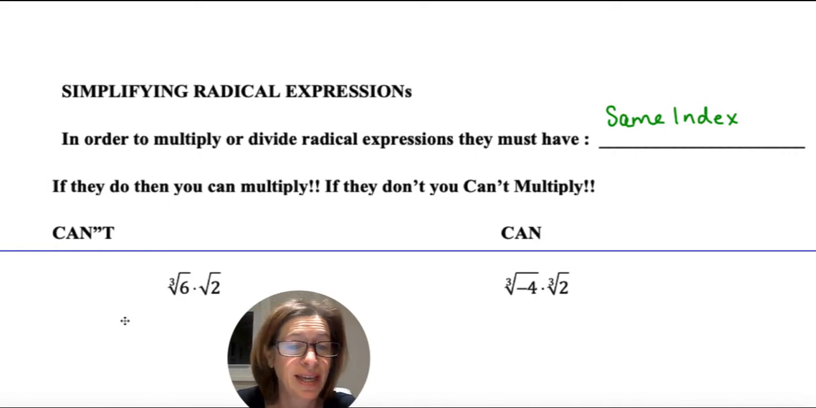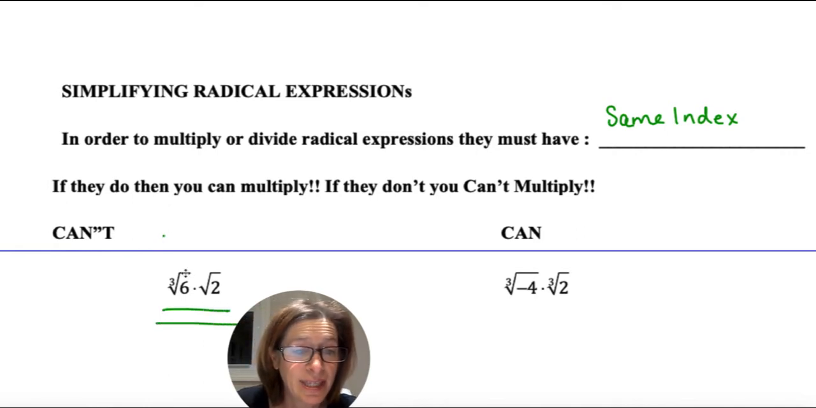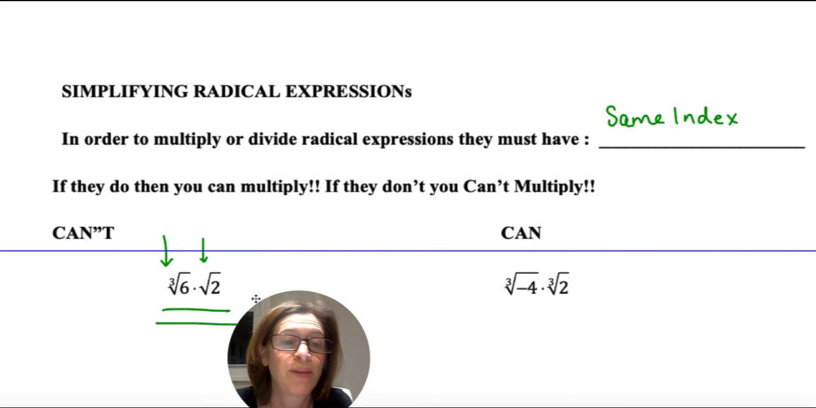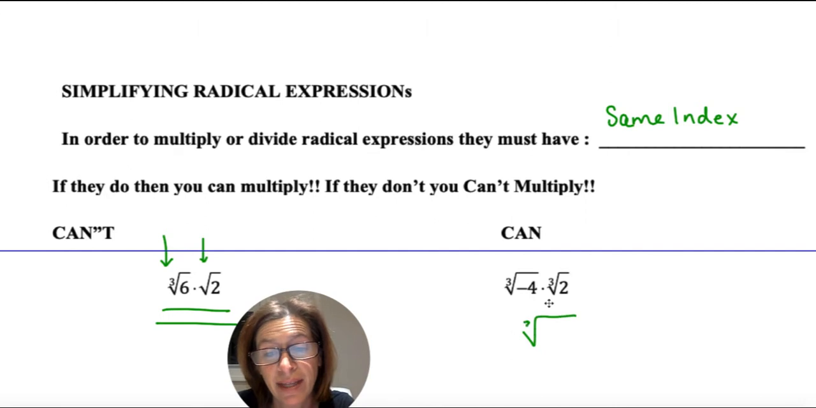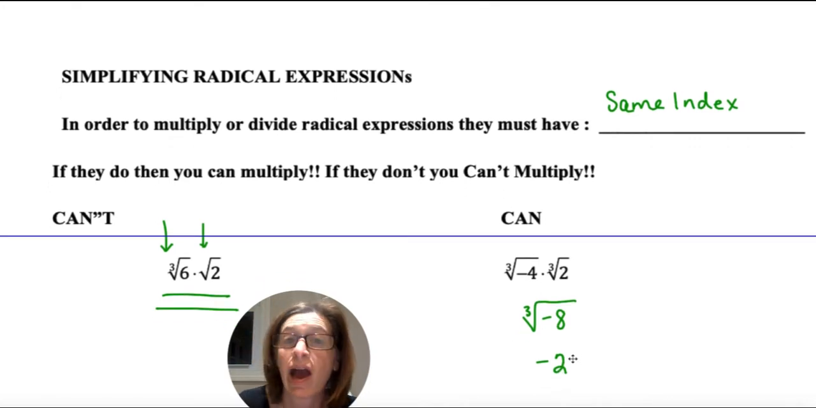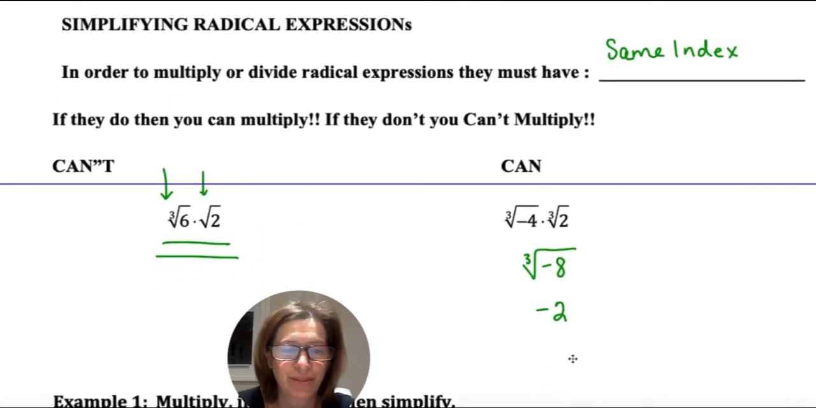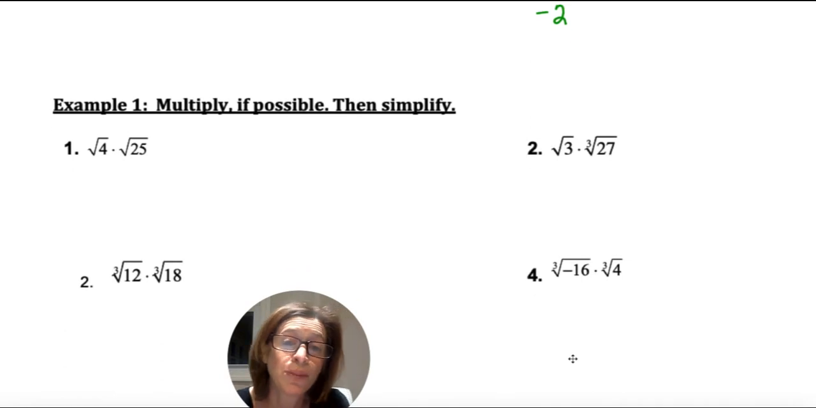So here's an example, you can't. See, this one has an index of 3, and this one is a square root, so it has a hidden index of 2. So you'd have to leave it like that. Whereas these both have the same index, so you can multiply them, giving me the cubed root of -8, which we know would be -2, recognizing that we can take odd roots of negative numbers. All right, so multiply if possible, then simplify.